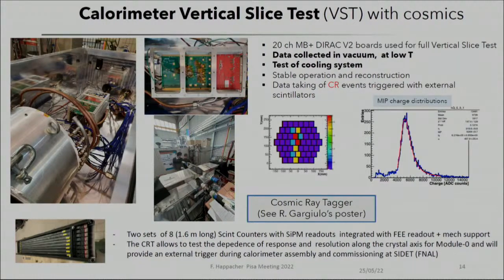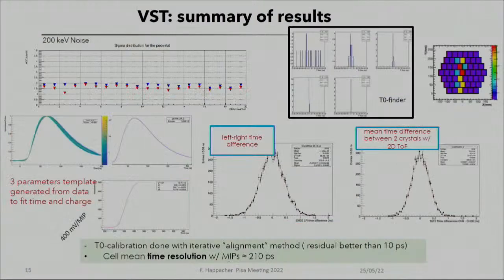Here you see, and Ruben will show many more details on this in his poster, the MIP charge distribution. Here you have a crossing MIP in the calorimeter. Here are some summary of the results. We have a very good level of noise. Then our students are playing around optimizing the construction of the template to fit energy and time resolution. Here you see the MIP signal is a very, very robust 400 millivolt signal.